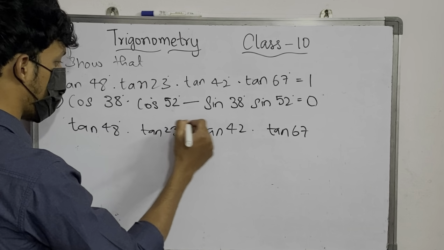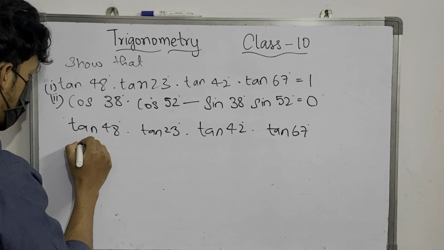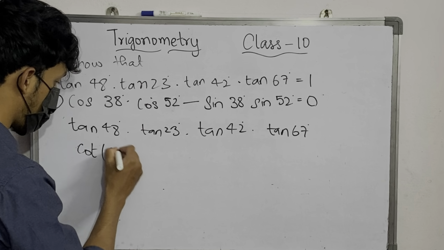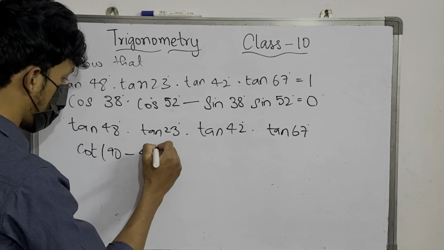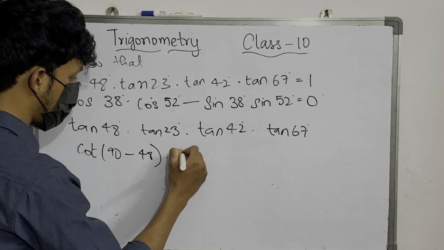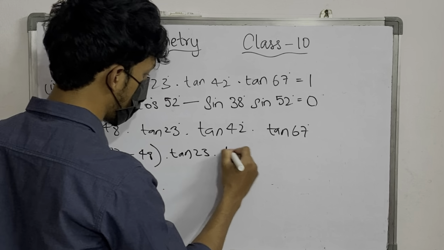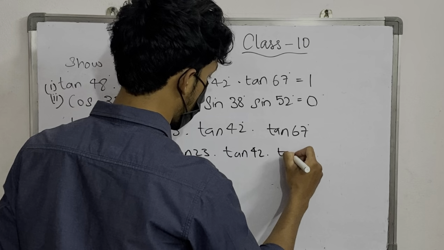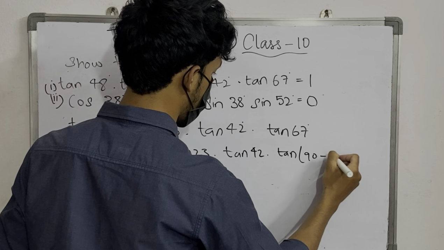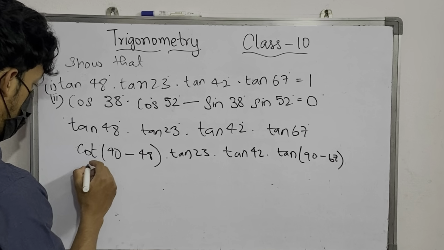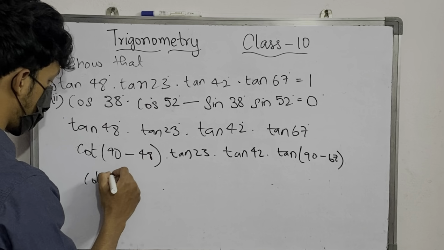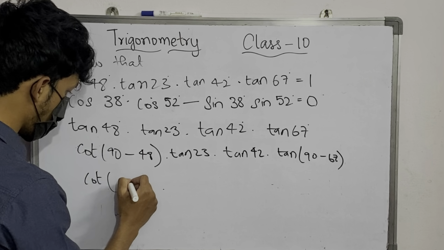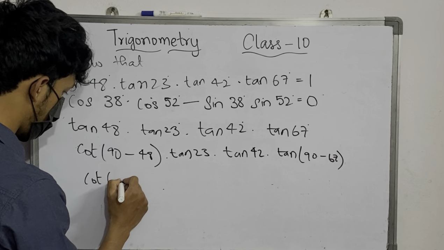Now these all are the angles. Now tan theta can be written as cot 90 minus theta. So cot 90 minus 48, into tan 23, into tan 42, into tan 90 minus theta. So now cot 90 minus 48 is 42.